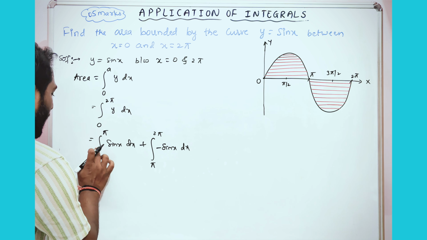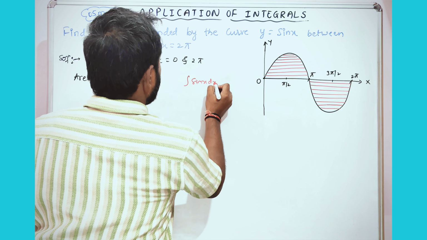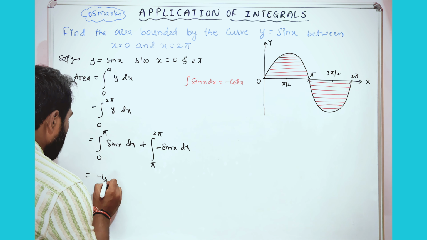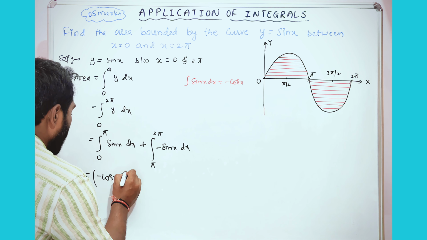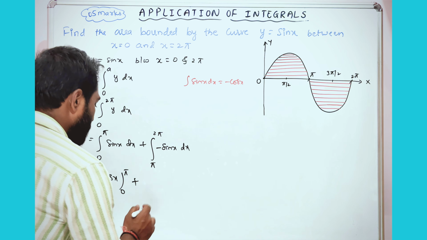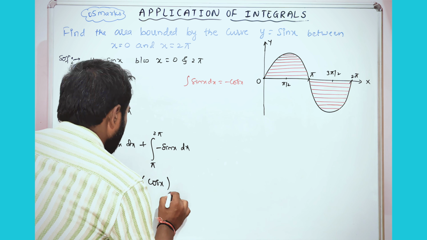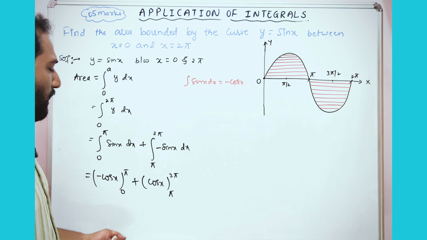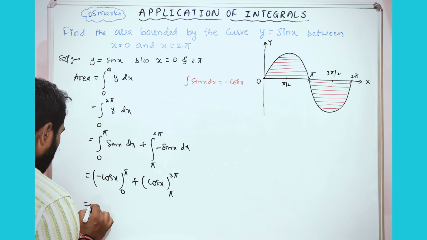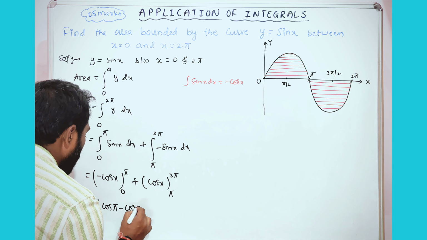Now let us integrate them. Integration of sin x dx is what? Minus cos x. So it is minus cos x, limit 0 to pi, plus, already one minus sign is there, and integration of sin is again minus, so it becomes plus, from pi to 2 pi. As in the previous values, upper limit minus lower limit. So the minus sign as it is, upper limit is cos pi minus lower limit is cos 0.